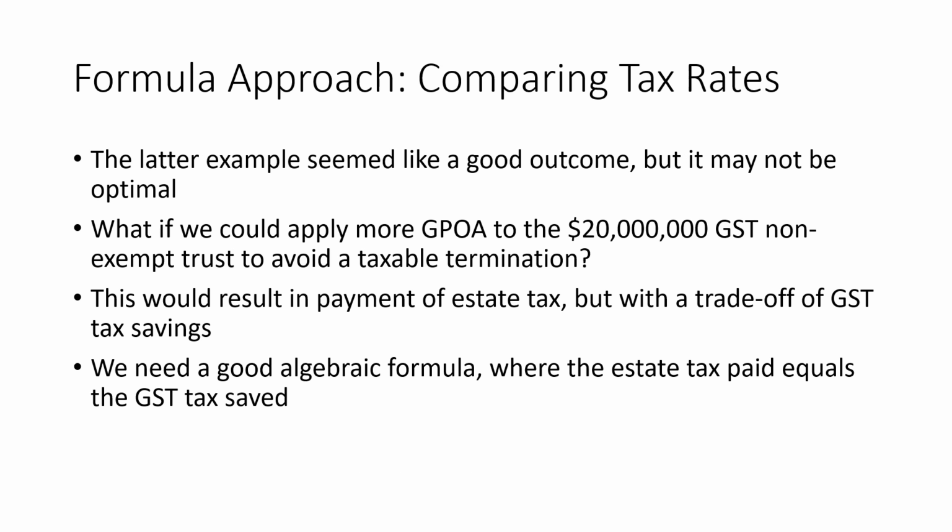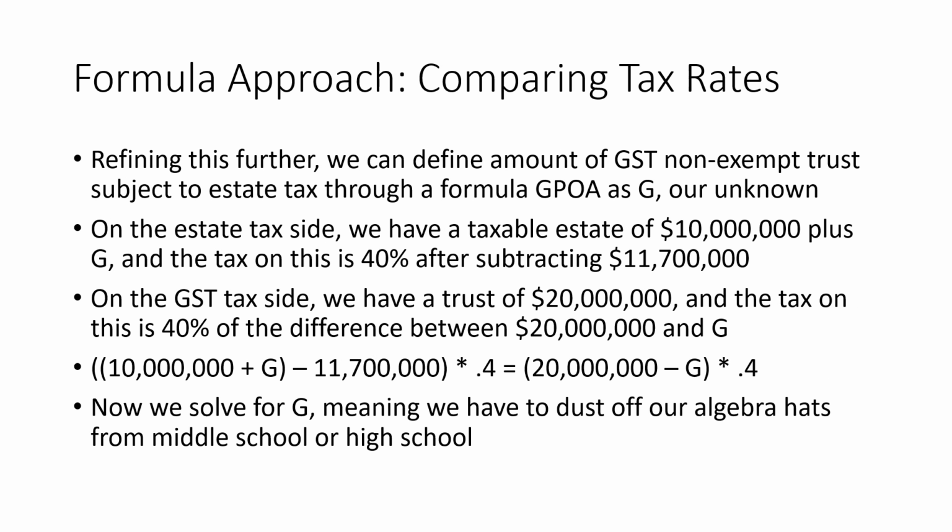What optimal approach might we have at our disposal? What could we do by applying more general power of appointment under this formula to the 20 million GST non-exempt trust, maybe to avoid a taxable termination over a greater portion? That would result in a payment of estate tax, but with a trade-off of GST tax savings. So what we need here is a good algebraic formula where we can figure out our break-even point where the estate tax paid equals the GST tax saved.